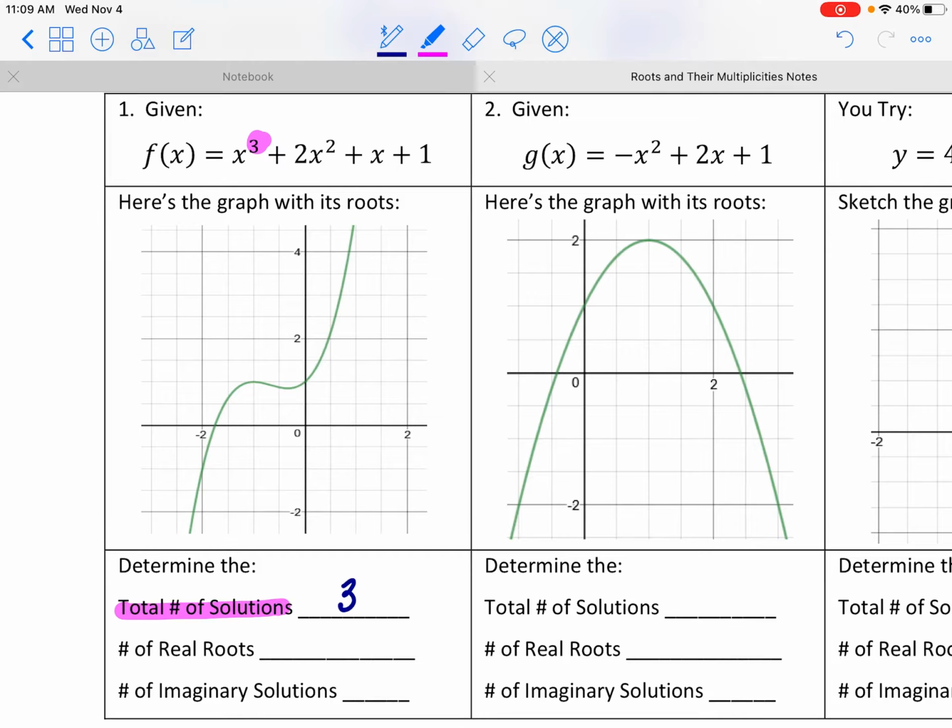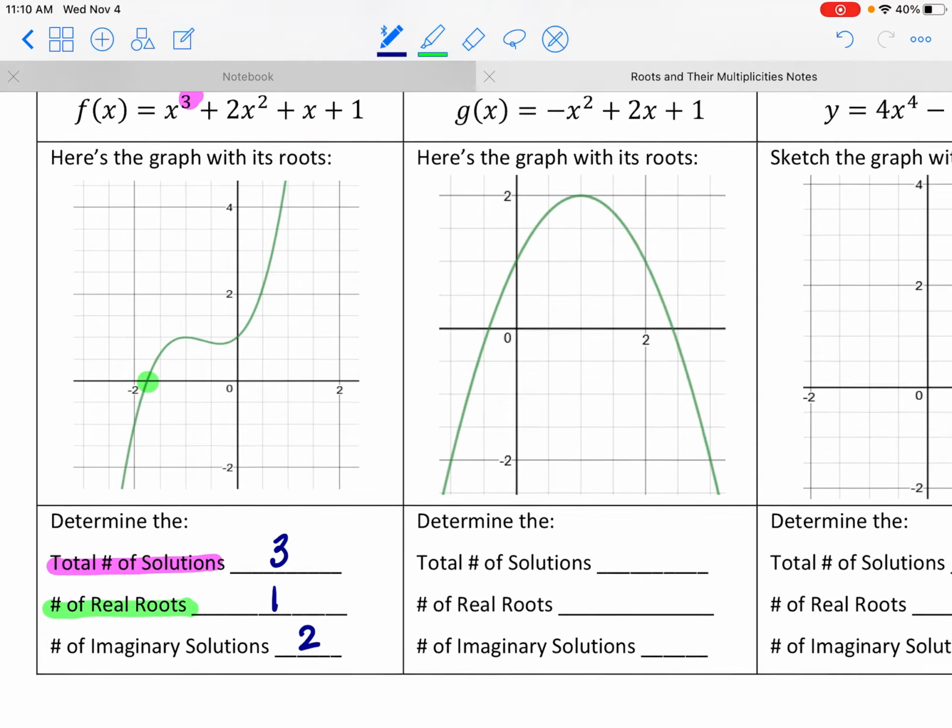Now if we look at the graph, how many times does the graph cross the x-axis? Only once. So there's only one real root, one real solution. If there's supposed to be 3 solutions total, but only one of them appears on the graph, what does that mean about the other 2? It means the other 2 have to be imaginary solutions.